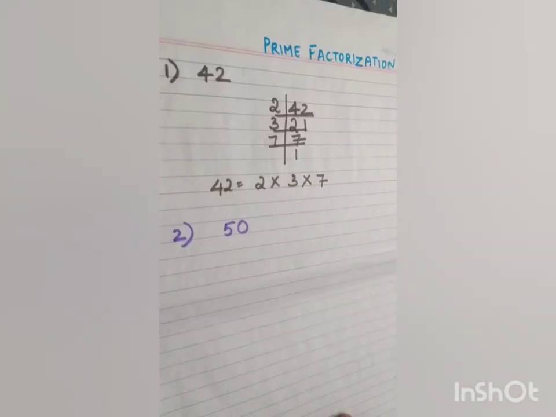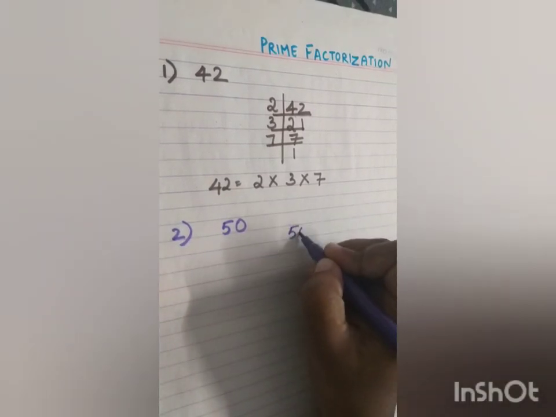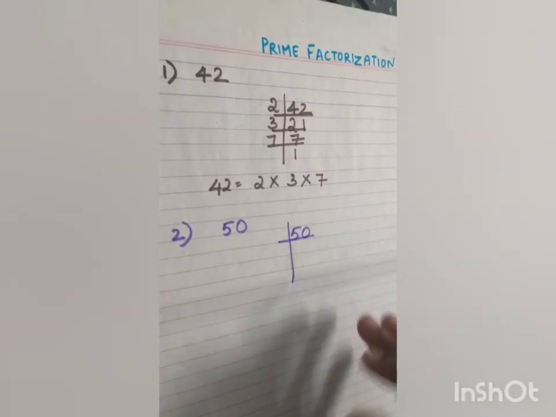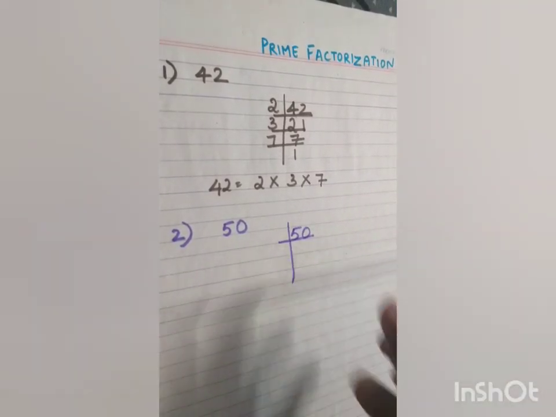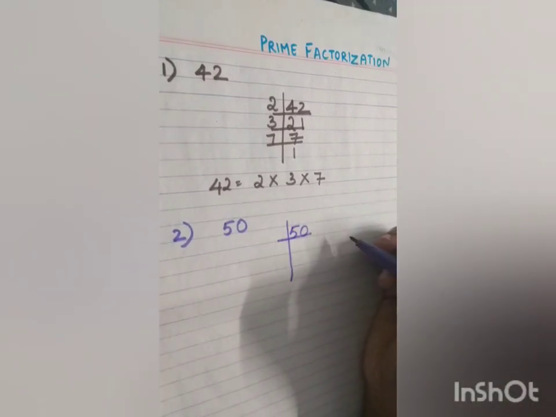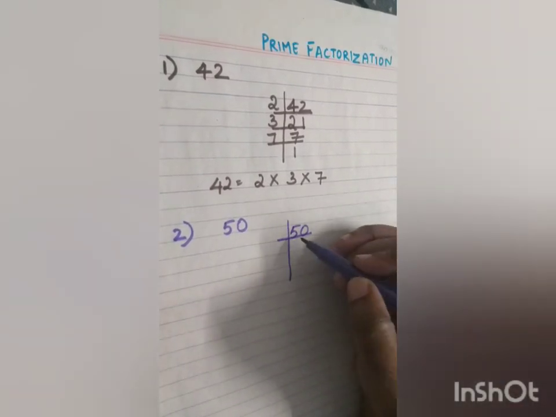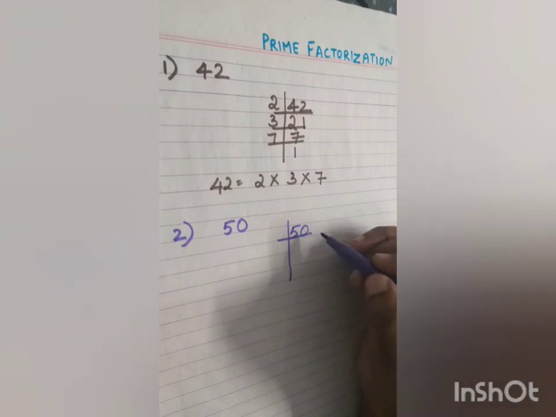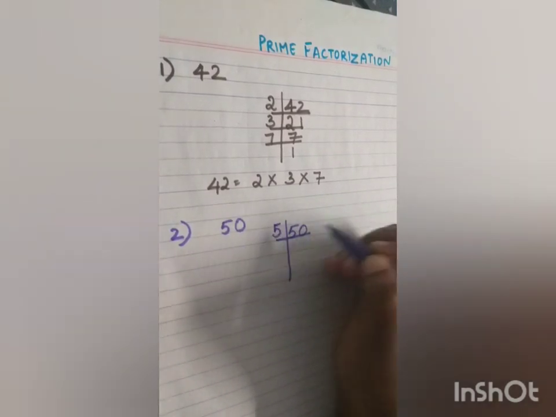So our next example is 50. Now let's write 50 like this. We have to divide 50 till we get 1. So 50 is ending with 0, isn't it? In the divisibility test we have studied that when a number is ending with 0, that number is divisible by 2, 5 and 10. But 10 we cannot take because 10 is not prime. So we can take either 2 or 5. So now I'll take 5.